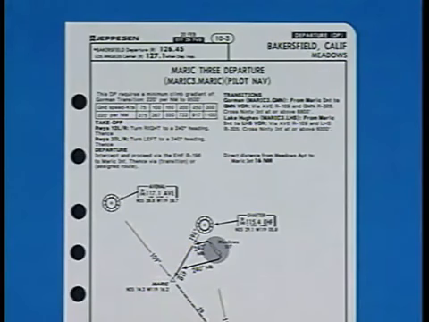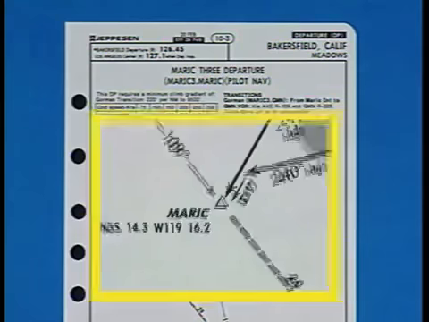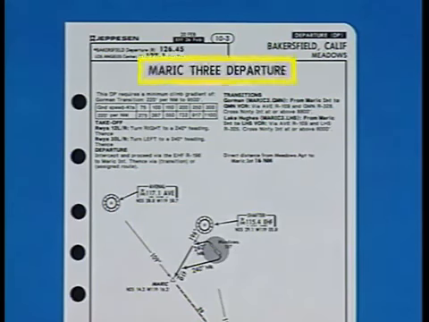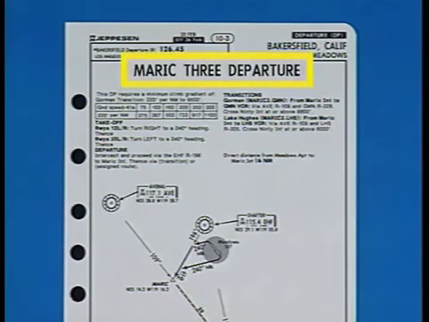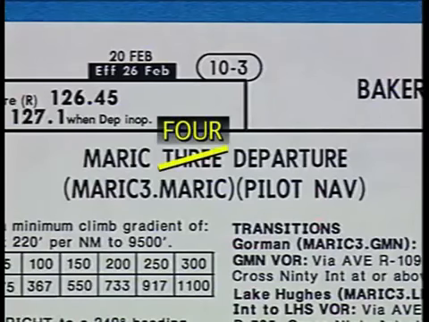A departure procedure is often named after the last fix for the common portion of the procedure prior to the departure transitions. In this case, Merrick intersection. This particular procedure is called the Merrick 3 departure. When a significant change in the procedure occurs, the name changes to the next higher number. At the next major revision, this DP will be renamed the Merrick 4 departure.